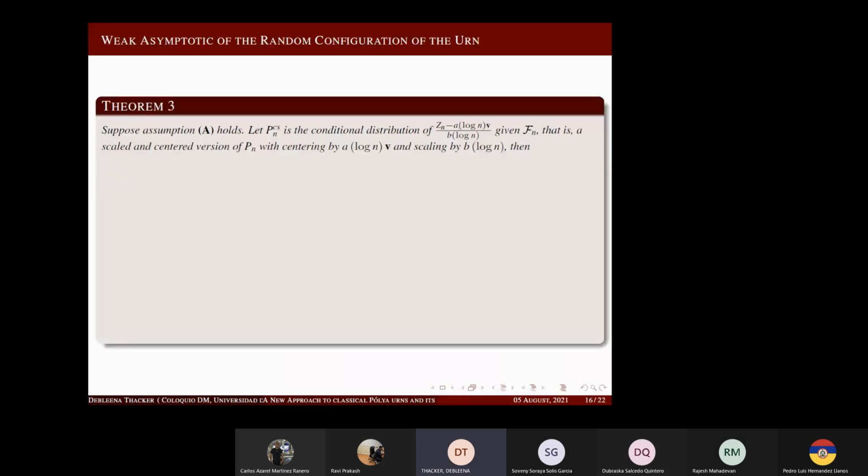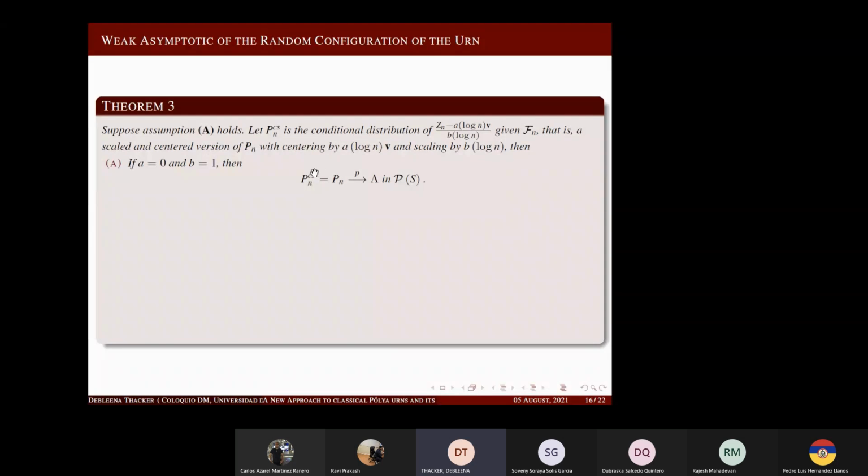So let's see the main result in this case. Let us recall that the conditional law of Zn is Un by n plus 1, which is a random probability measure. If we center Zn by a log n and scale it by b log n, then we denote the corresponding law by P subscript n, superscript cs. Then what we can show is the following: in the case a equals 0, b equals 1, there is no centering and no scaling. So in this case, P is subscript n, superscript CS.